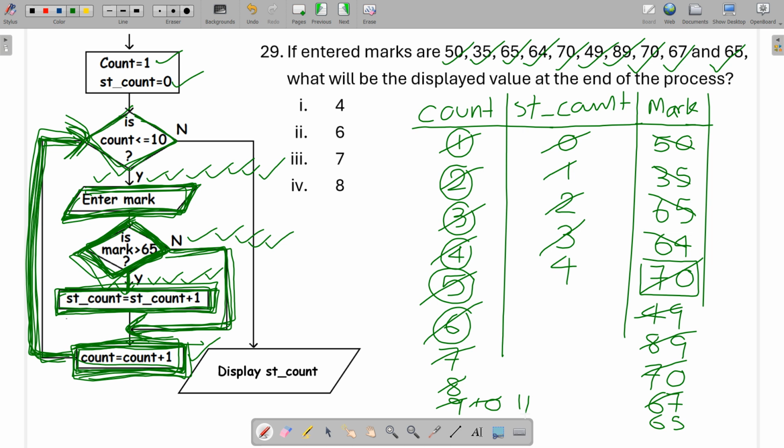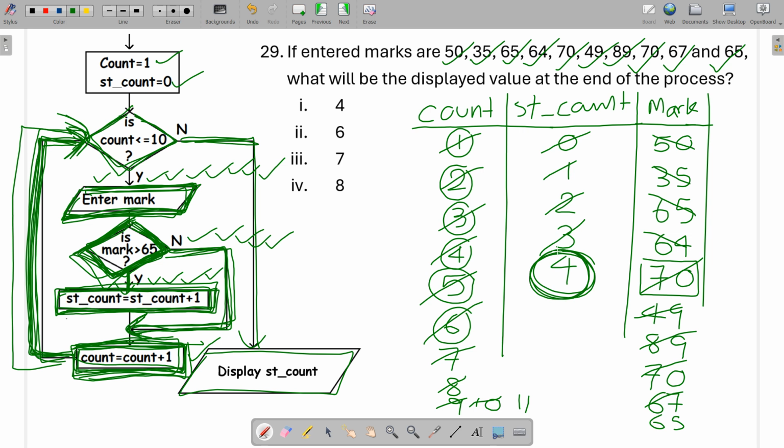So now once it goes up and checks the condition, count is not less than 10 or equal to 10. So it goes on the no path, comes to the display ST count place. So ST count for the moment is 4. So your answer is going to be the first one.